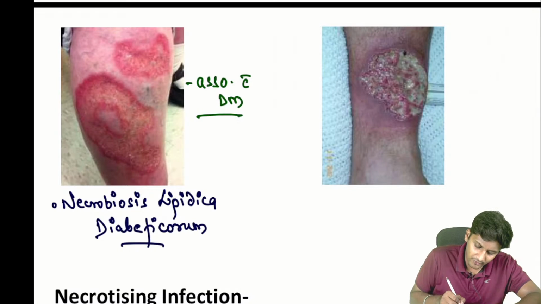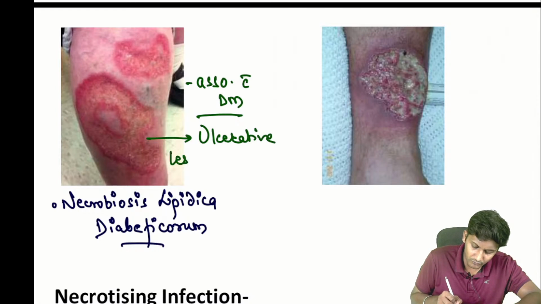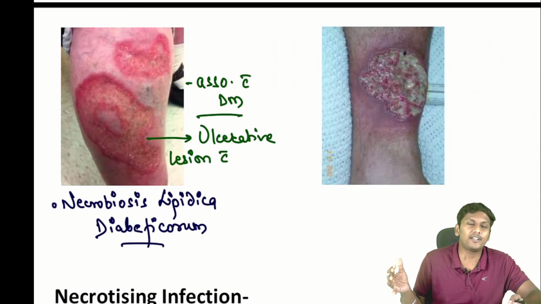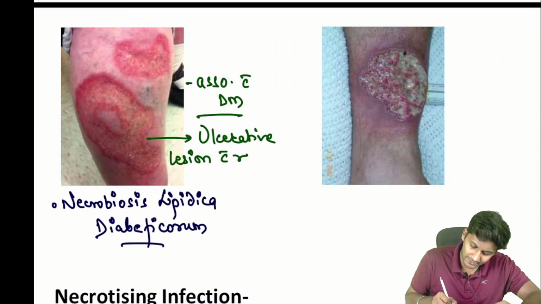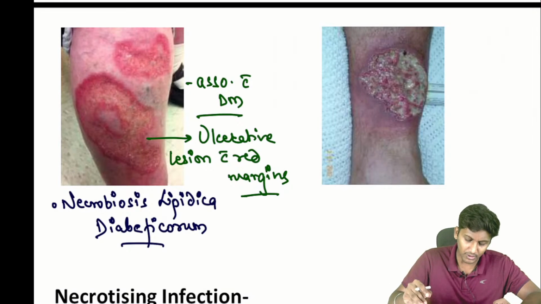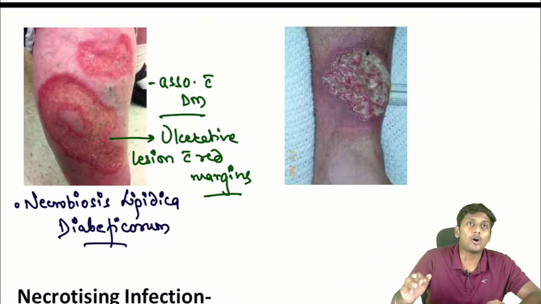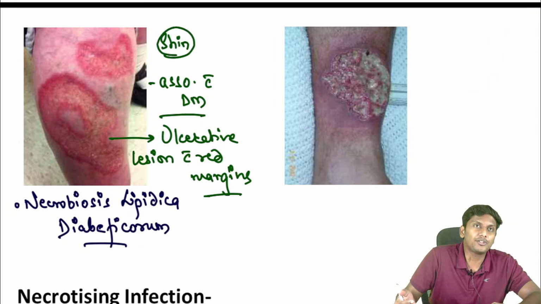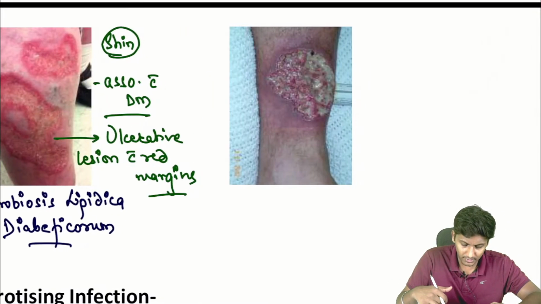And which kind of lesion is seen? You can see definitely there is an ulcerative lesion, with red color margins. I can also say an ulcerative lesion with erythematous margin. Erythematous is nothing but red. So the examiner might use that word, but for simplification I am just writing ulcerative lesion with red color margins. That is commonly seen on the shin of the patient. Shin is the leg of the patient, for example. Okay, so that is what is seen over there.